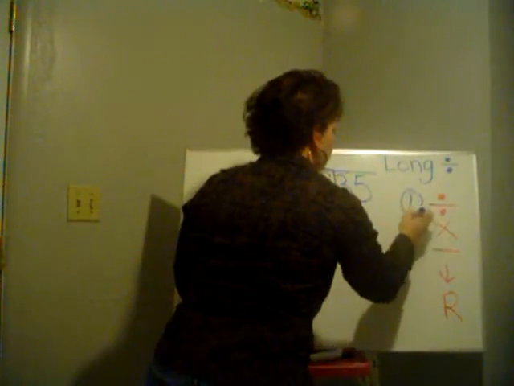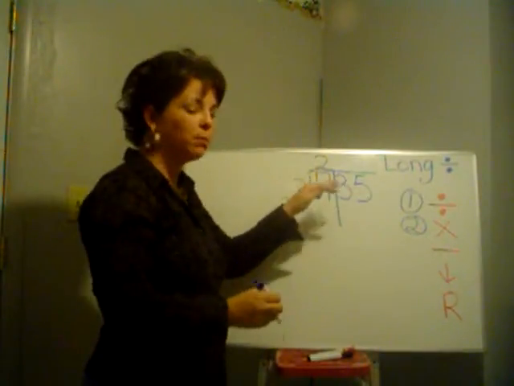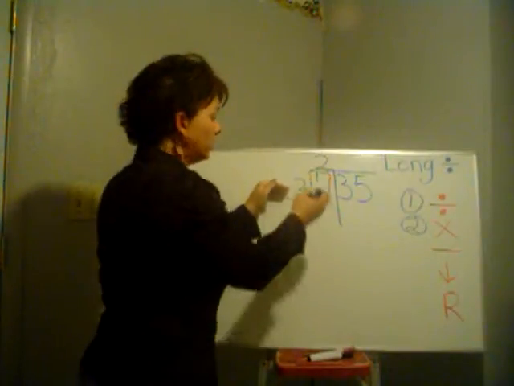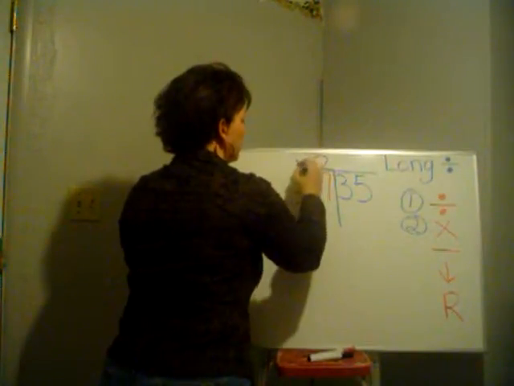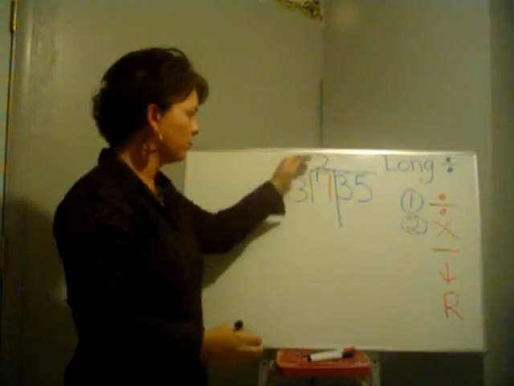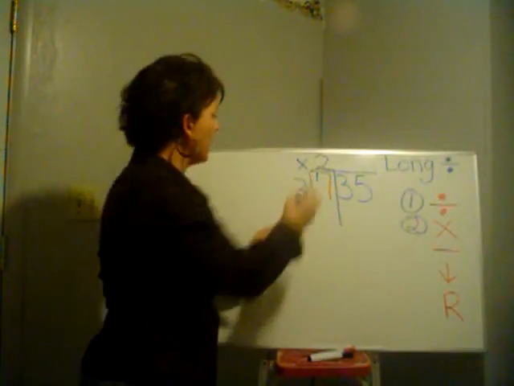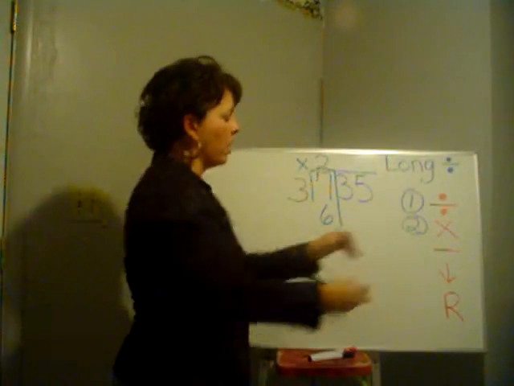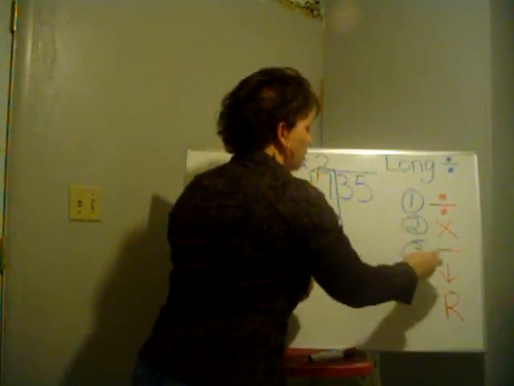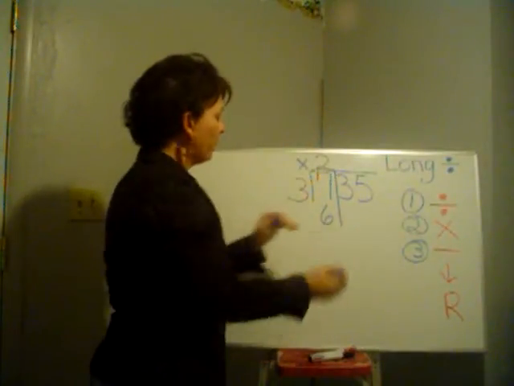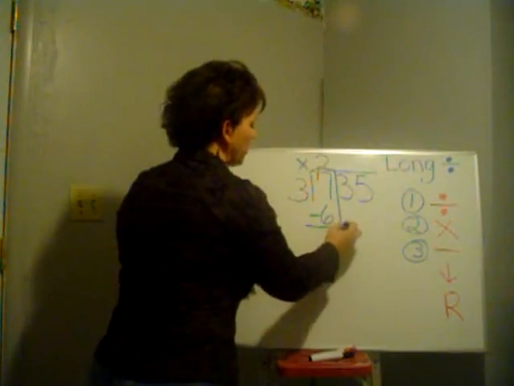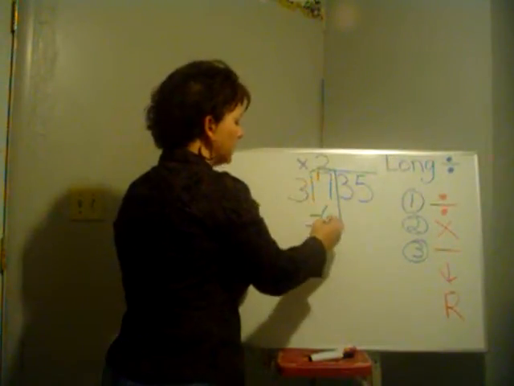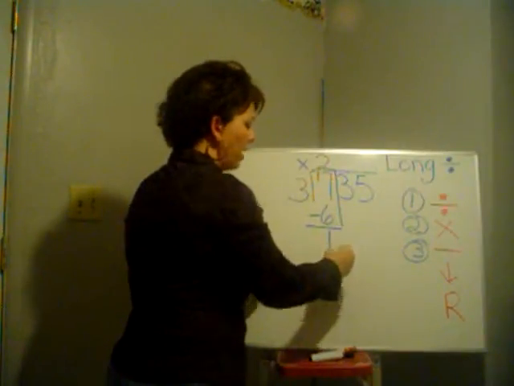Step 2 is to multiply. You'll always multiply your number and your answer times the number that you're dividing by. So we'll put a multiplication symbol right here to help us keep track of which numbers we want to multiply. Okay, so 2 times 3 gives us 6. Now we're moving on to step number 3, which is to subtract. You want to find your remainder by subtracting your 6 from the number you're dividing, which is 7. So 7 minus 6 leaves us with 1.